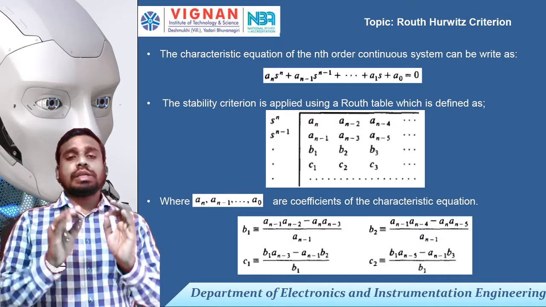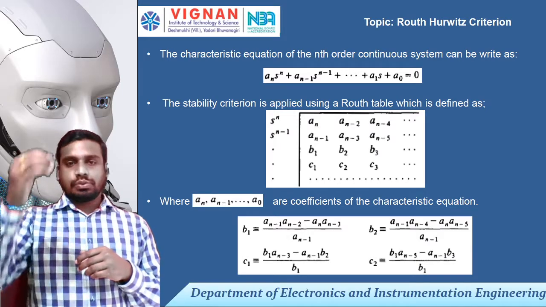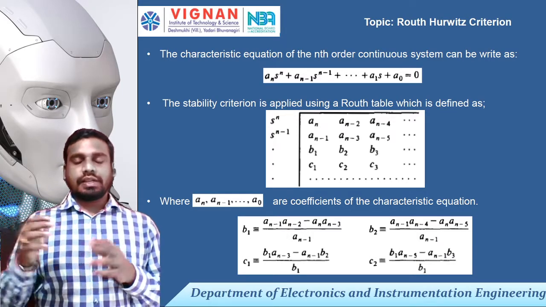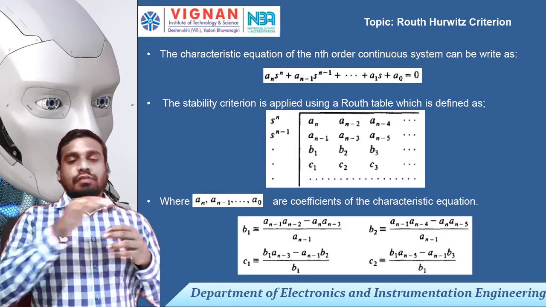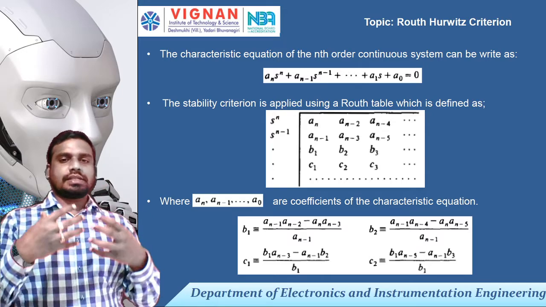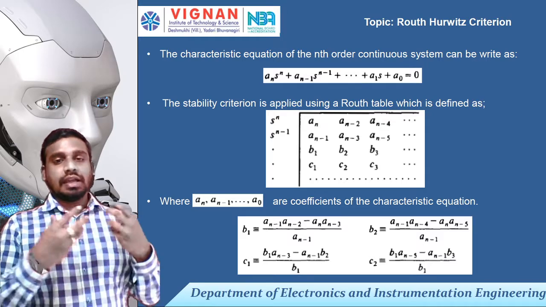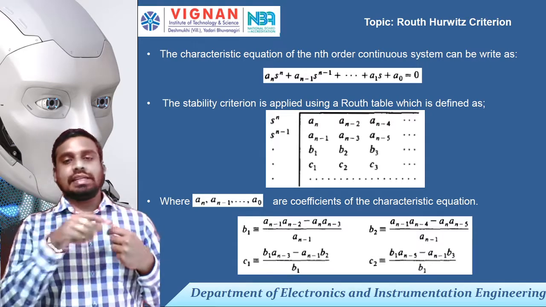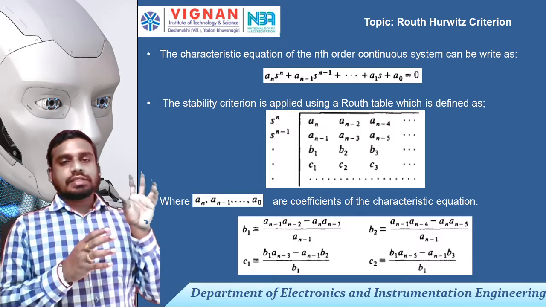Or else, simply to remember, we can write it this way: an minus 1, an minus 2, an minus 3, an minus 4, an minus 5, in a zigzag way, of the first two rows. Right? Once we see the problems, you'll understand. When we are solving the problems, it will be very easy for you to grasp how we can write that. So we have the first two rows from the characteristic equation now.